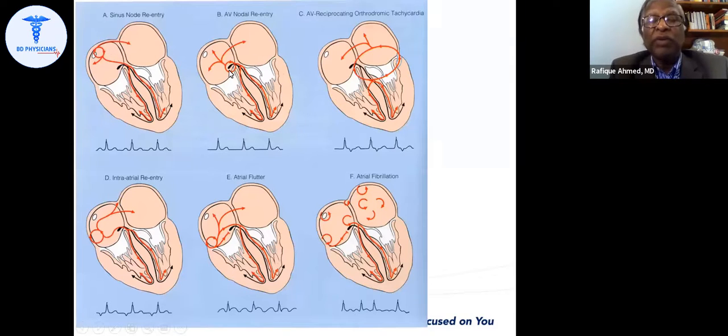Then you can have AV node reentry. There can be reentry in the AV node. You can have atrioventricular reentry using an accessory pathway. You can have intra-atrial reentry, and in the atrium, atrial flutter, which is also a reentry circuit, and then atrial fibrillation. Atrial fibrillation is a totally chaotic rhythm. The difference between all of these is that atrial fibrillation is always irregular. So if a rhythm is totally regular, then it is definitely not atrial fibrillation. Please remember that point.